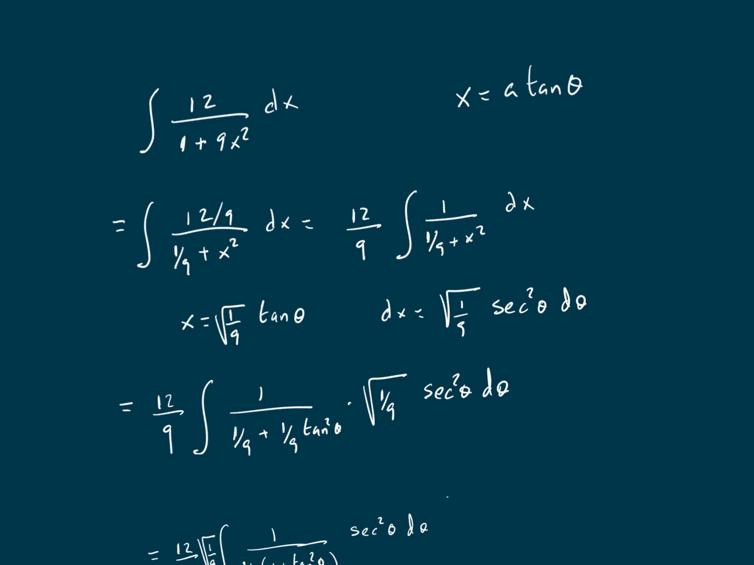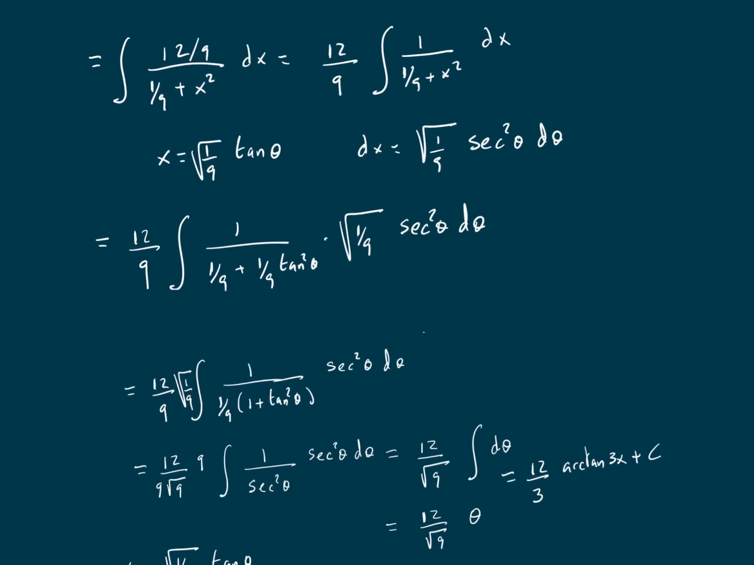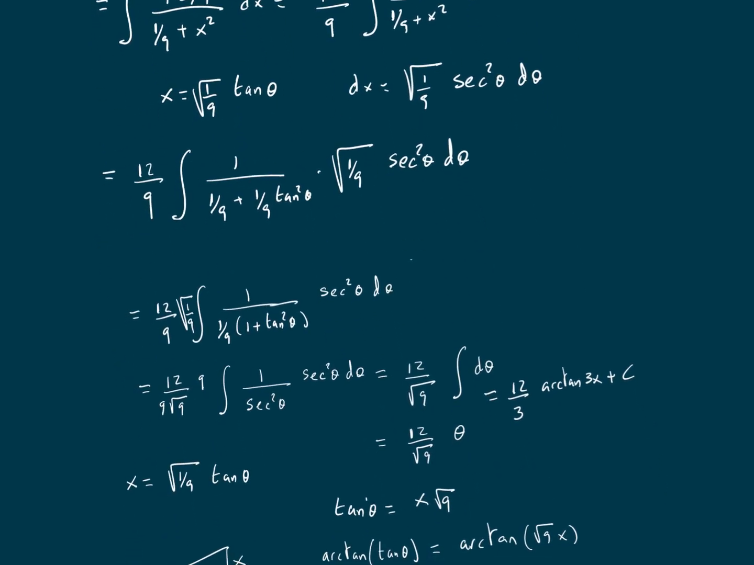So it will be 12 divided by 9 tangent squared, times dx. dx is the square root of 1 divided by 9 times secant squared of theta d theta. Now I can do a little algebra: 1 divided by 9 plus 1 divided by 9 tangent squared of theta, I can take the common factor 1 divided by 9, so it will be 1 divided by 9 times 1 plus tangent squared of theta. Secant squared of theta, and this square root of 1 divided by 9, I will put outside.